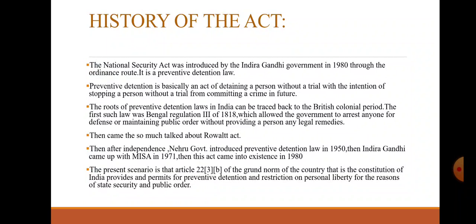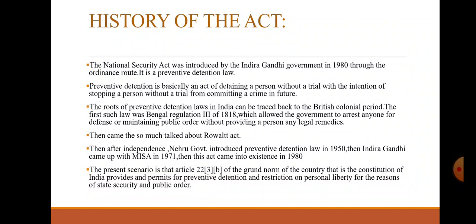The roots of preventive detention laws in India can be traced back to the British colonial period. The first such law was Bengal Regulation 3rd of 1818. This regulation allowed the government to arrest anyone for defense or maintaining public order without providing a person any legal remedies such as the right to representation, etc.